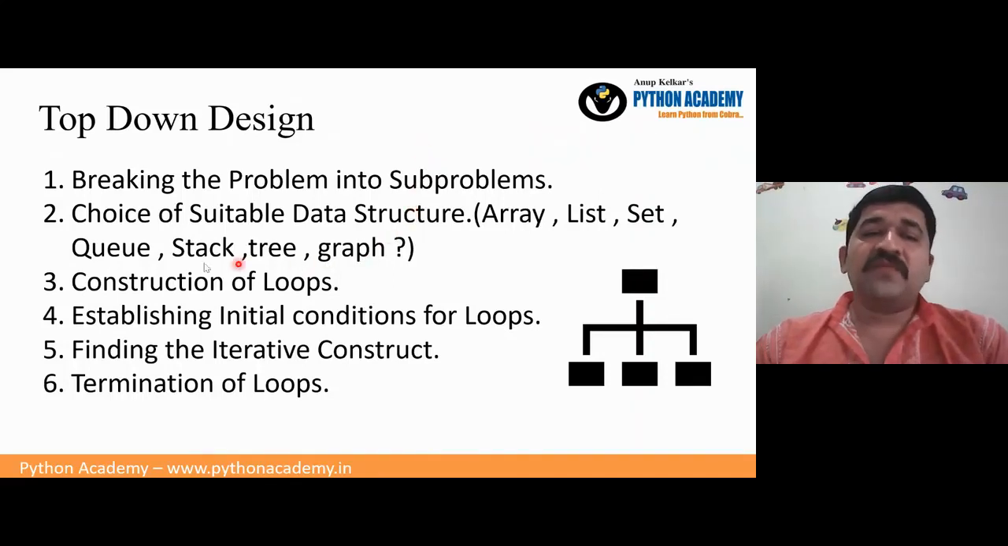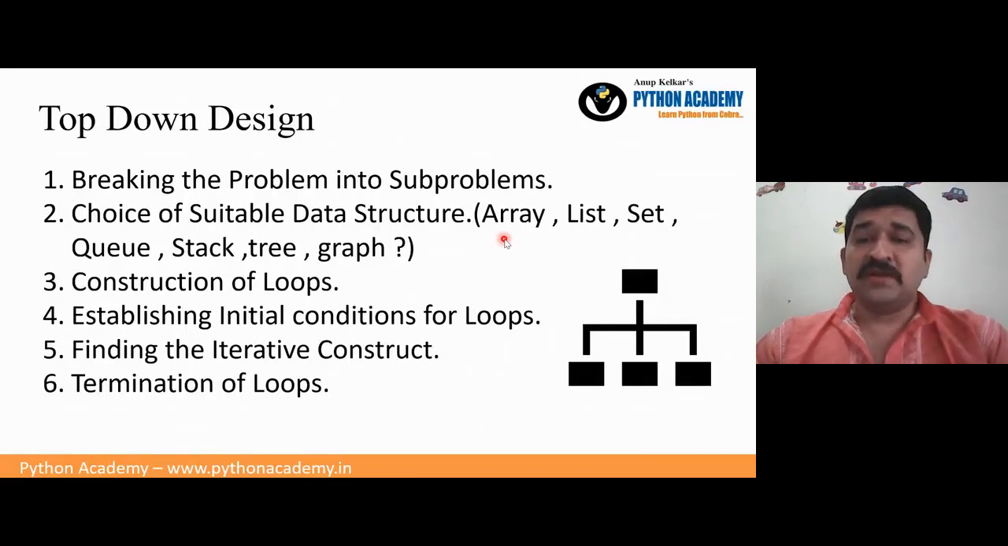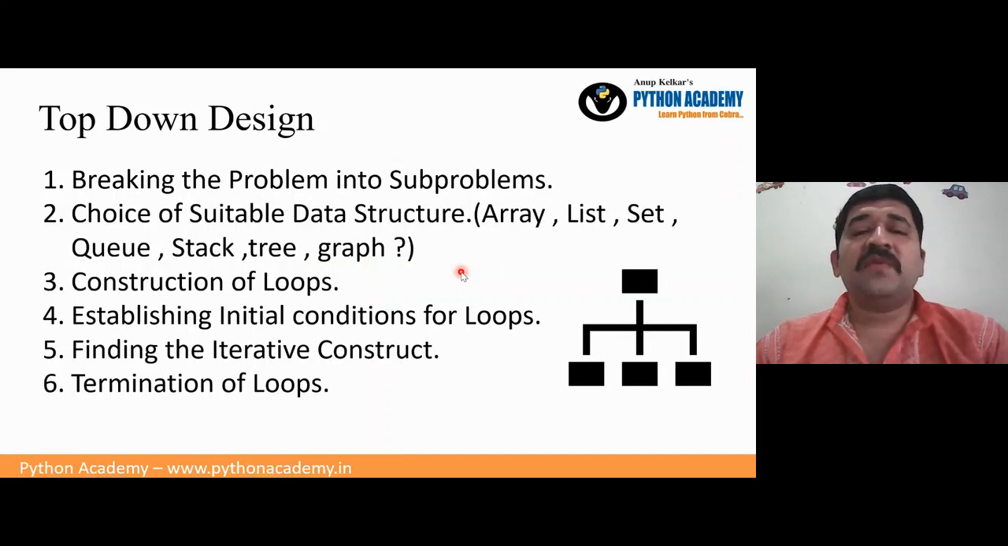Once we do that, we choose the suitable data structure, because there are many data structures available, and we are also going to deal with many data structures, or we will try to create them also. Okay. So there is array, list, set, queue, stack, tree, graph. So many data structures are available. Which data structure will be good for my analysis? Is it a tree? Is it a graph?